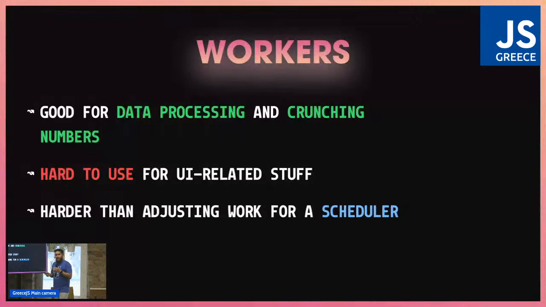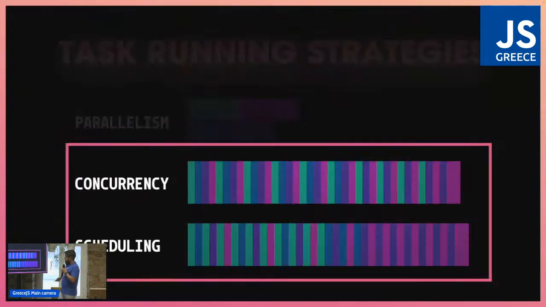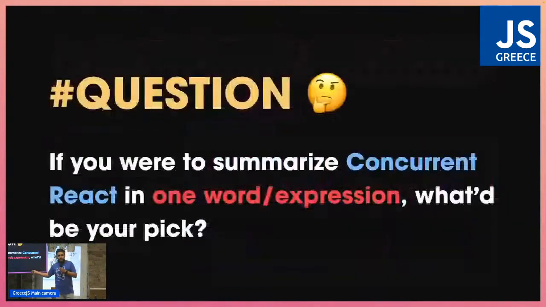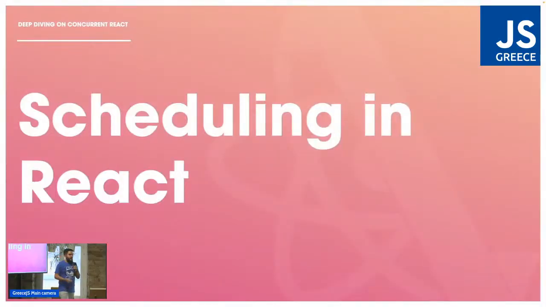But they're sometimes hard to use for UIs, and they could be harder than using, for example, a scheduler. So that's when we get to discuss concurrency and scheduling. And back to the question I asked in the very beginning, where we had async, confusing, etc. If I had to summarize concurrent React in one word, that would be scheduling. So let's talk a little bit about scheduling in React.